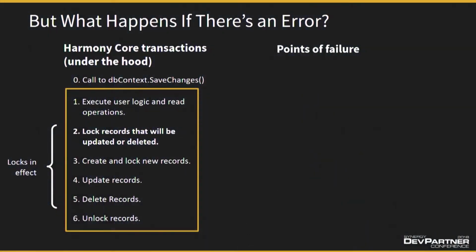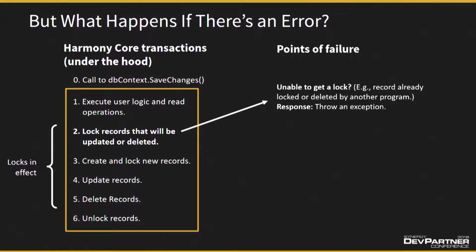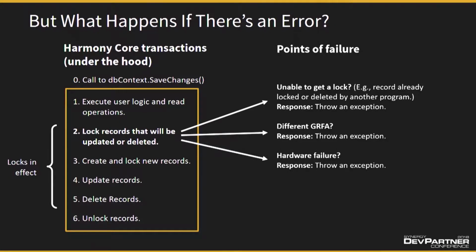So if the record didn't exist, or if it changed out from under us, or the GRFA didn't match, or the server was no longer accessible, none of these are a problem because you haven't actually written anything to disk. So the rollback was very easy. So these are just the different ways that this step can fail. And the only thing that we never have an answer to is someone pulling the plug. Although in this case we haven't written anything to disk, so it's okay.